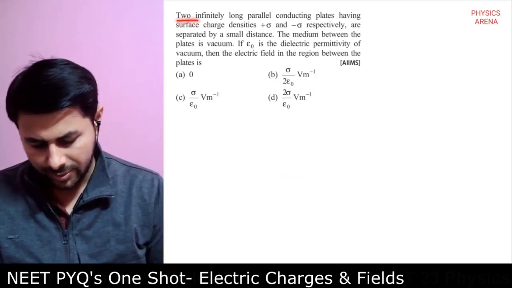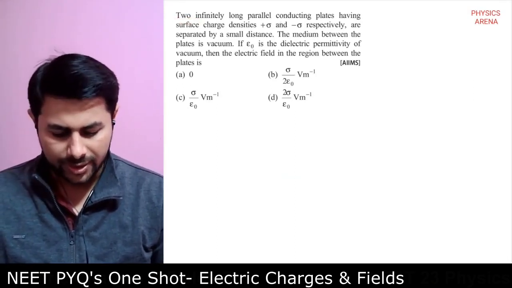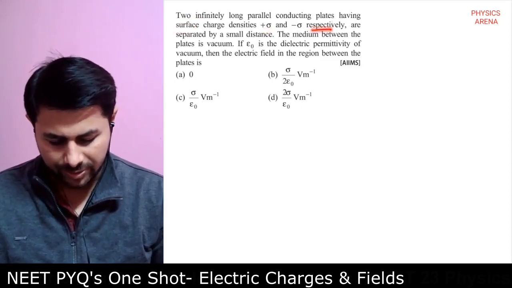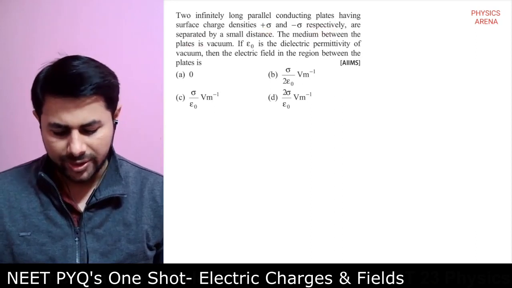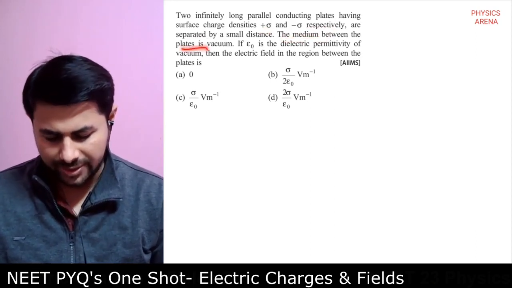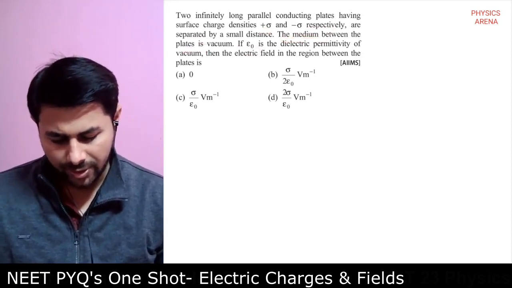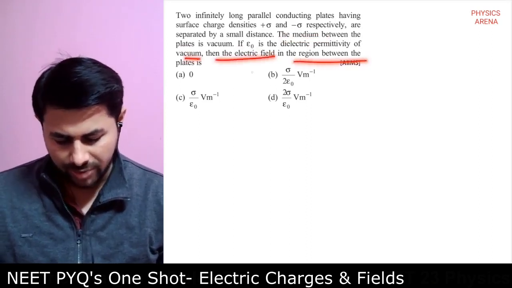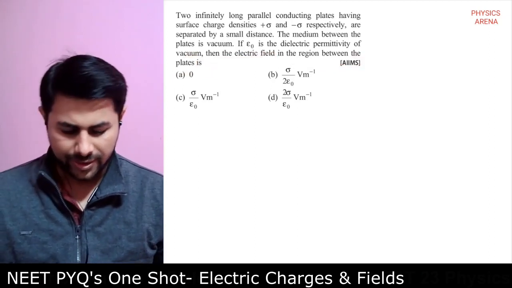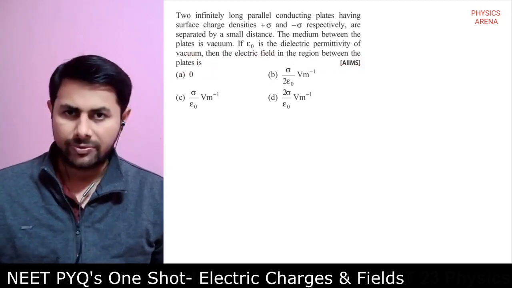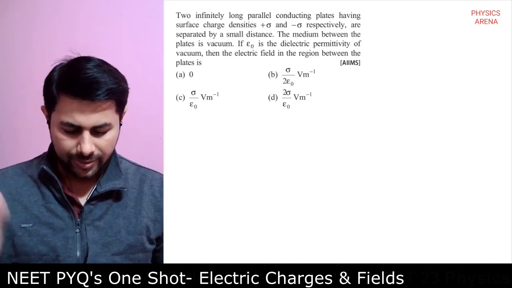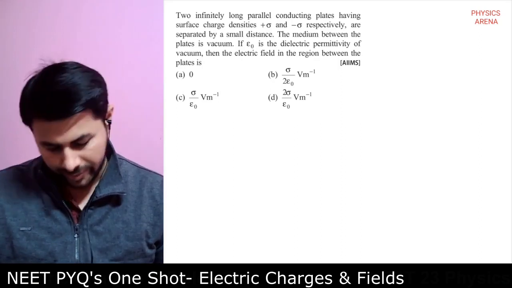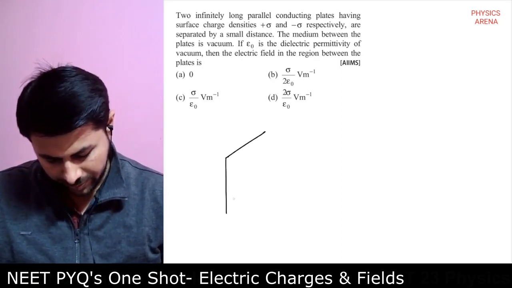Next question. Two infinitely long parallel conducting plates having surface charge densities plus sigma and minus sigma respectively are separated by a small distance. The medium between the plates is vacuum. If epsilon naught is the dielectric permittivity of vacuum, then the electric field in the region between the plates is. Again, this is similar to the other question that we saw. There were two line charges, two wires. So this is similar to that question.